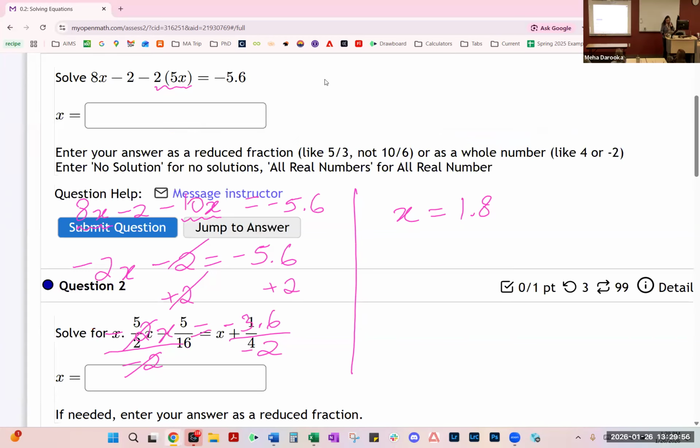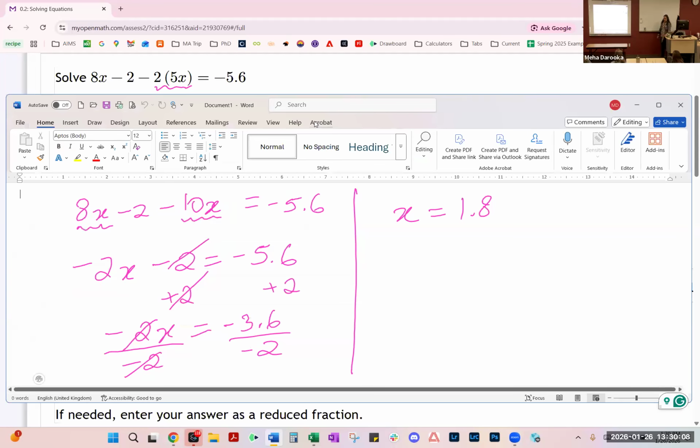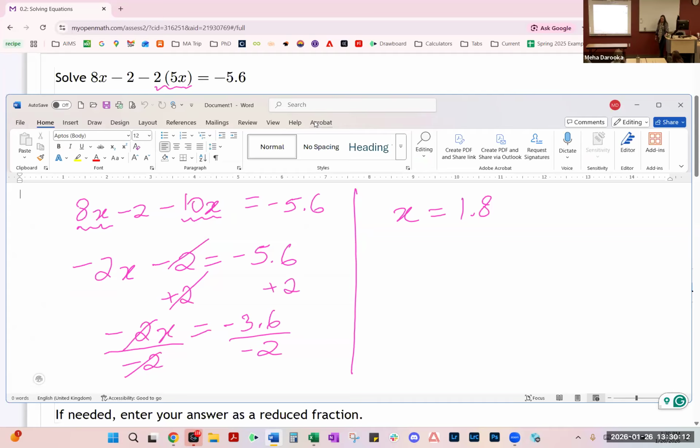Positive 1.8. So they are only asking you for fractions and whole numbers. So what will 1.8 look like as a fraction? Do we know how to convert 1.8 into a fraction? Not a mixed number, just a reduced fraction. But you are on the right track.